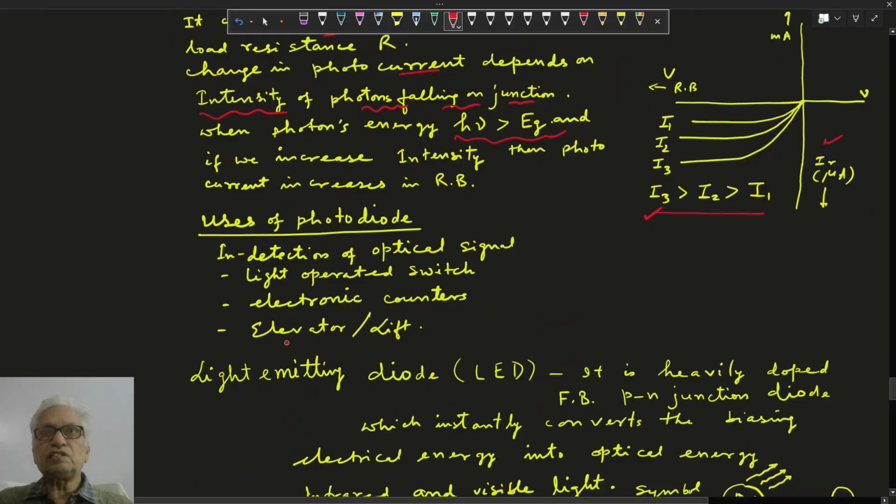Here are some usages of photodiodes: detection of optical signals, light operated switches, and use as an electronic counter. They can also be used in elevators and lifts.